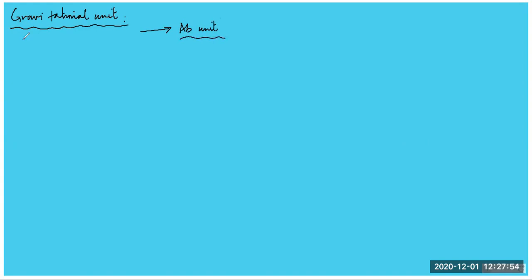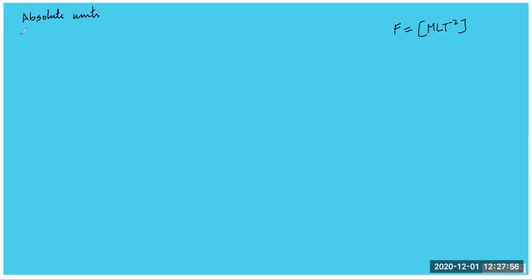What are the absolute units? There are two types of units in absolute units. One belongs to the SI system. The second belongs to the previously used measurement system known as the CGS system. In the SI system, mass is in kilogram, length is in meter, time in seconds. Here, the mass is in grams, the length is in centimeter, time is in second. The absolute unit of force is Newton.